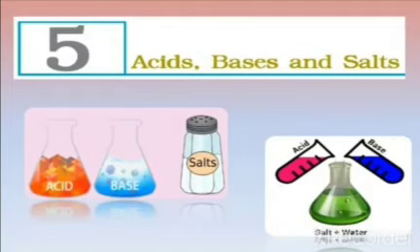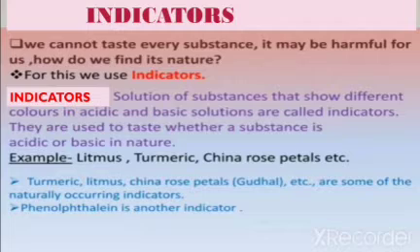Hello, my dear students. We have already started chapter 5, acids, bases and salts. We have already studied what acids are and what bases are. So today we are going to start a new topic, that is indicators.